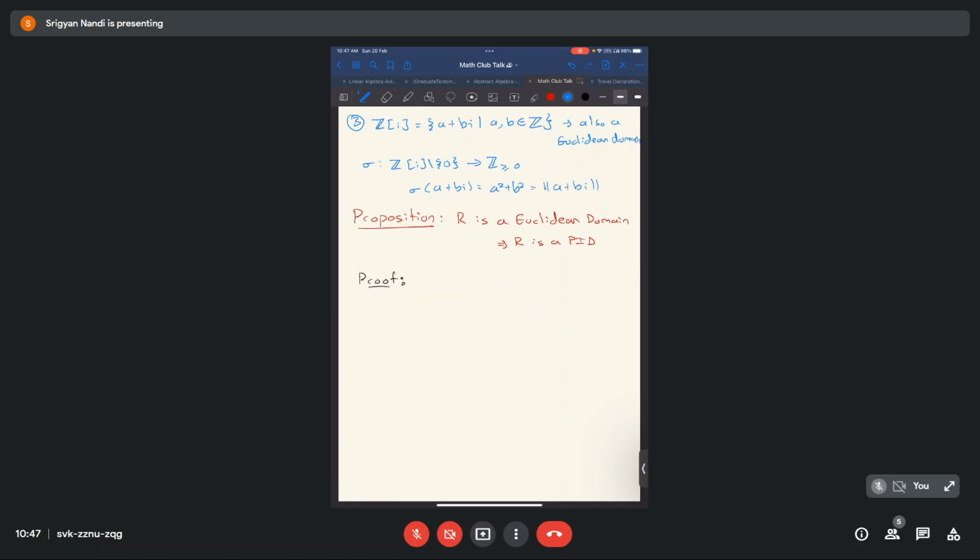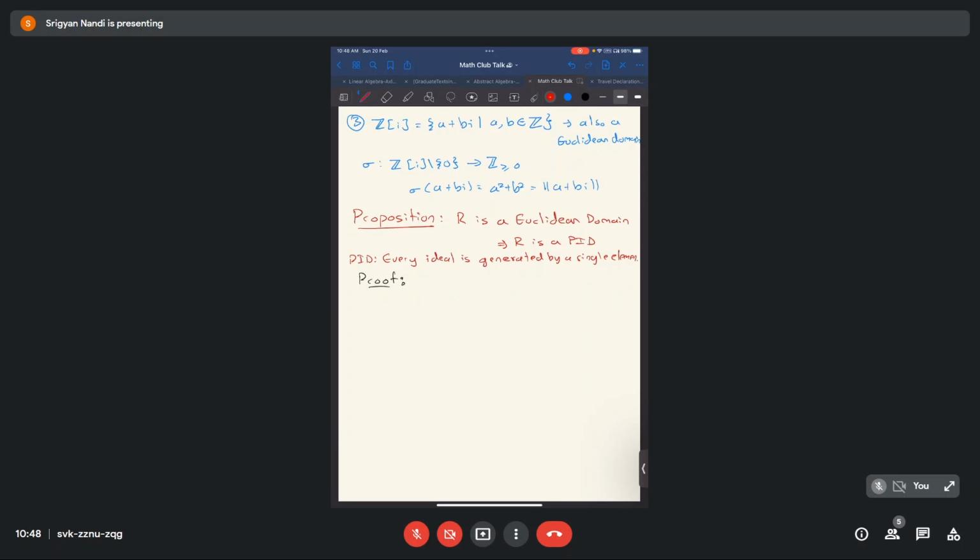So now that we have defined a Euclidean domain, we can go ahead and show that every Euclidean domain is in fact a principal ideal domain. I won't define a PID, I'll just give a short definition: every ideal is principal, that means every ideal is generated by a single element.